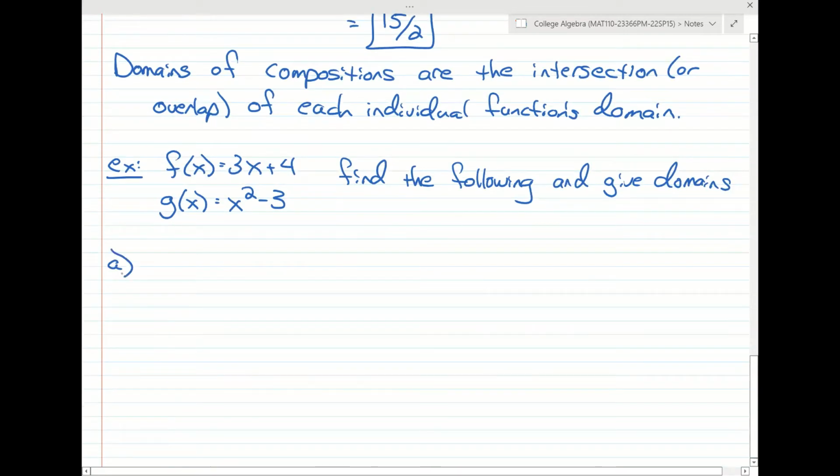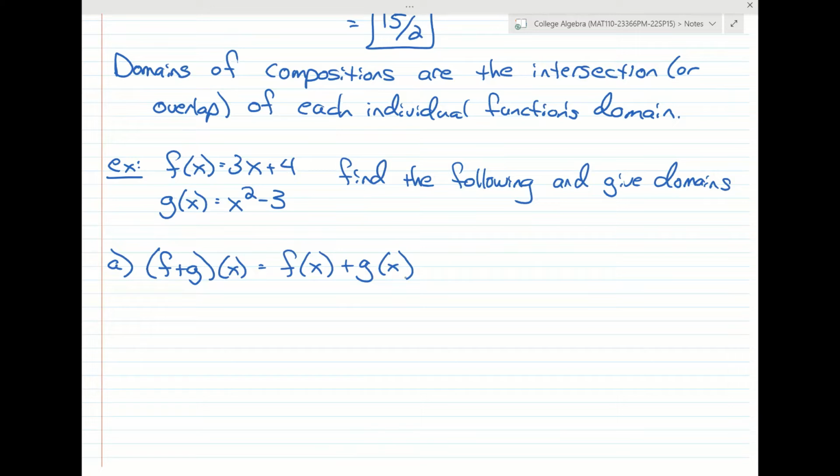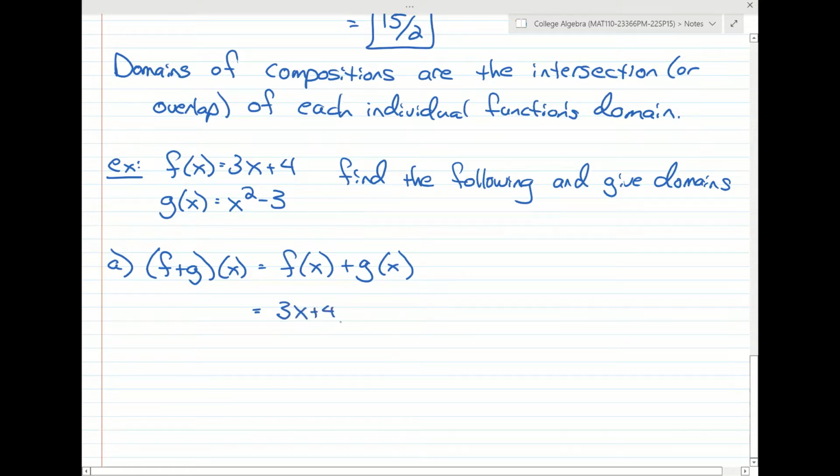So first part, let's find f plus g of x. What this means is we figure out what f of x is, and we just add g of x. Whatever's in the parentheses afterwards, it doesn't mean you multiply anything. The notation just means you plug in the second parentheses for the x's of f and g, and then add them together. So for example, we're just going to be taking f of x, which we said was 3x plus 4. We're going to add that with x squared minus 3.